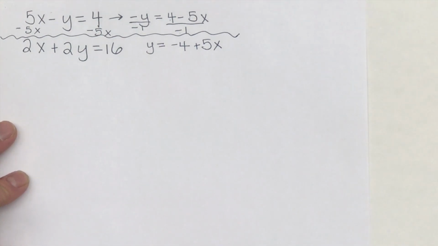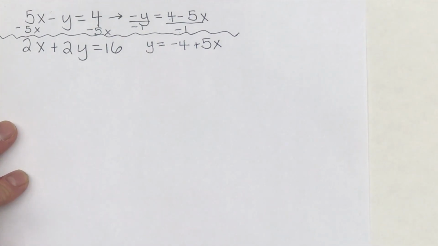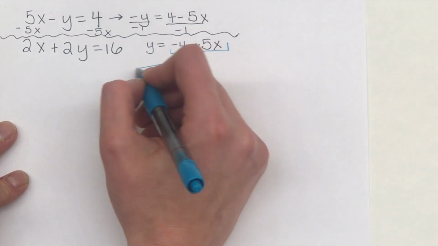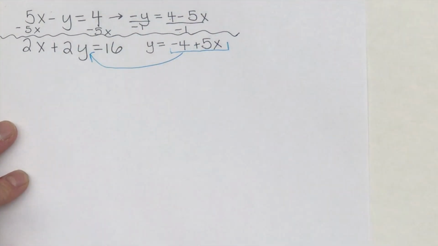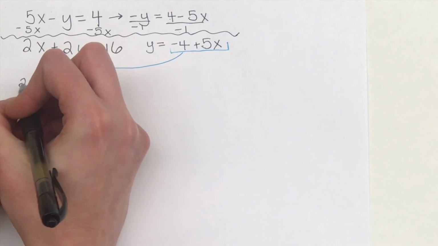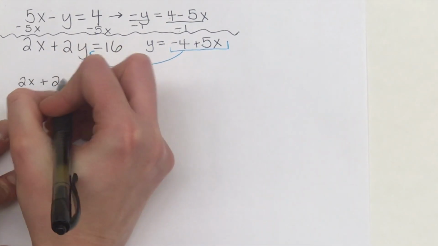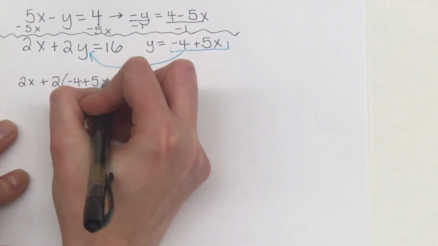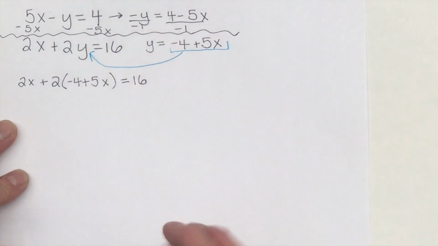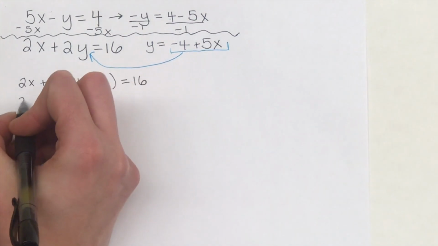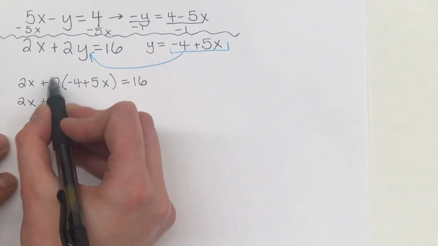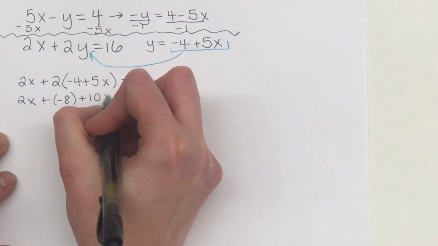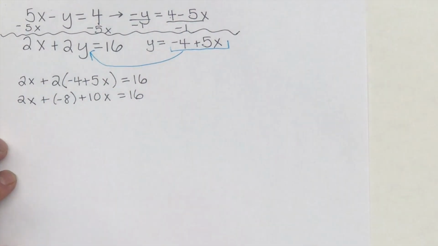And if you remember our video from yesterday, from here it's pretty simple. I'm going to take the negative 4 plus 5x and I'm going to substitute it in for the y in this equation here. So I'm going to have now 2x plus 2 times negative 4 plus 5x equals 16. And we're going to go ahead and solve that equation. So we're going to have 2x plus, when I distribute, negative 8 plus 10x equals 16. Combine your like terms.